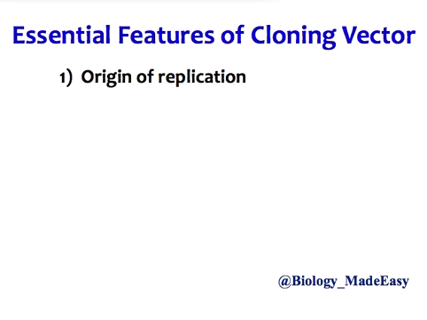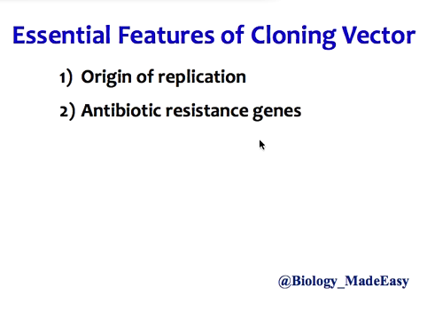The number one feature is the origin of replication, which means that the vector must have a sequence that will help it replicate inside the host cell. The second feature is the antibiotic resistance genes. In other words, this is also called the gene for selection. So using the specific antibiotic of which the resistance gene is present, we can select between recombinant and non-recombinant host cells, or in most cases the host cells are bacteria.